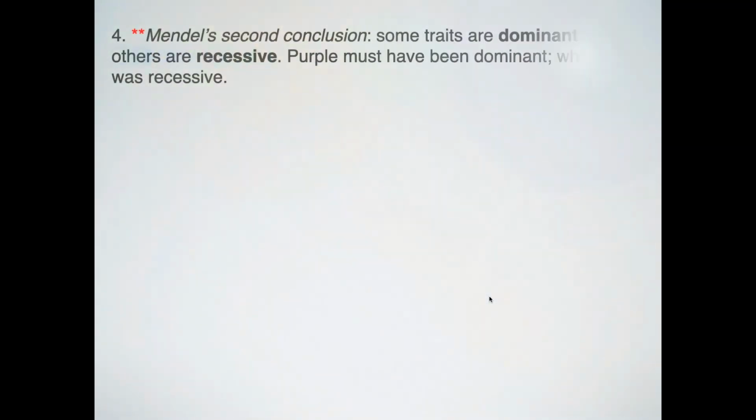Now, what was his second conclusion? Okay. He concluded that some traits are dominant and others are recessive. So, in other words, he said, well, purple must be the dominant trait and white must be the recessive trait.